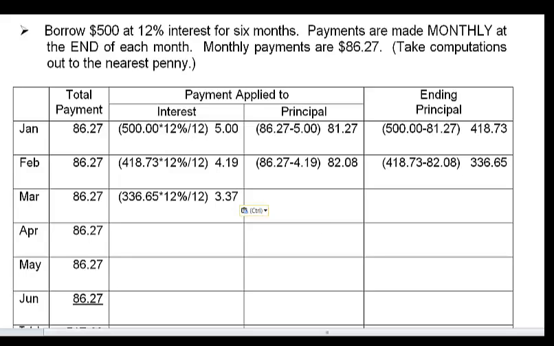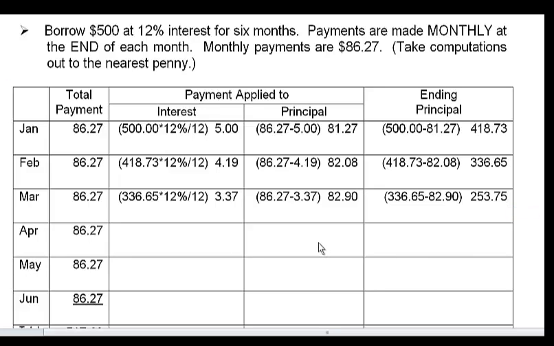How much will go toward principal? I'm paying a total of $86.27. Of that, $3.37 goes toward interest. The difference between the two, the $86.27 minus $3.37, says $82.90, then goes toward principal. My ending principal at the end of my third month is going to be my beginning principal for that month, the ending principal for the prior month, minus the $82.90, how much I applied to principal. Says I will then have an ending principal balance of $253.75.